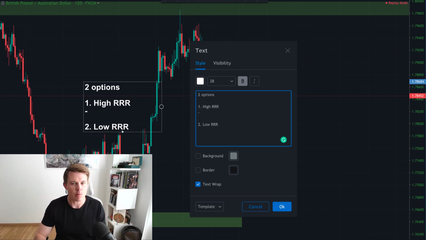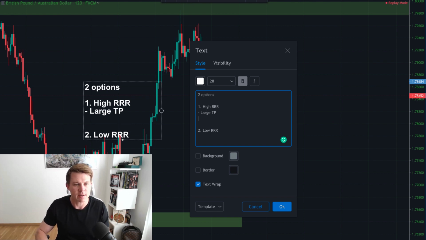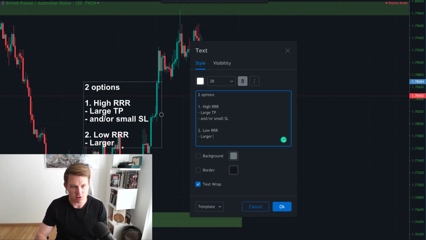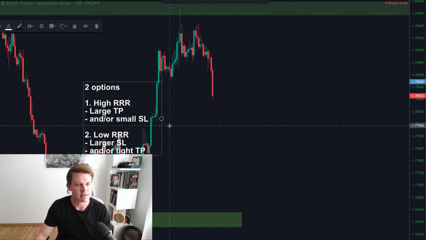How do you get a high reward to risk ratio system? A large and wide take profit and or a small stop loss. And how do you get a system with a lower reward to risk ratio? You use a larger stop loss and or a tight, smaller take profit. All right, that's the basic premise here that we're working with.